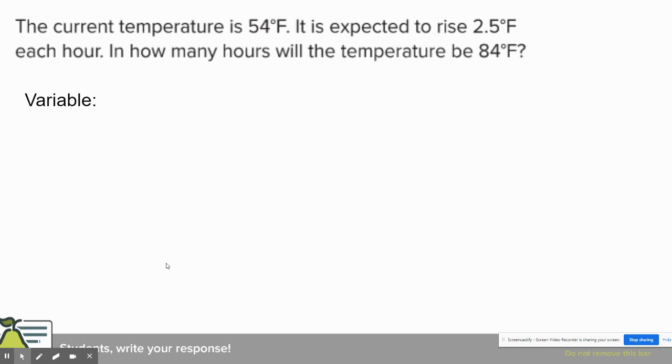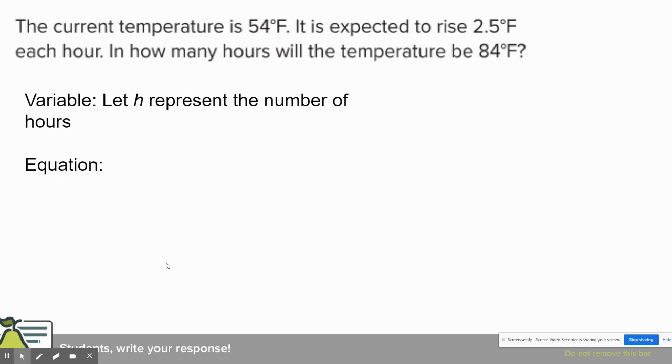First off, you have to look at the question part. That's where you're going to find what you have to find. How many hours? We've got to find hours. So we're going to let h represent the number of hours. The equation we write: well, it's 54, the current temperature is 54. But then you've got to read on. It's expected to rise 2.5 degrees each hour. This is one where you can't just look and know, so you've got to think through this. The final temperature is going to be 84. The current temperature is 54, and it's expected to rise 2.5 degrees.